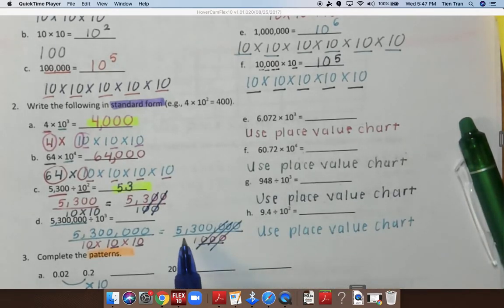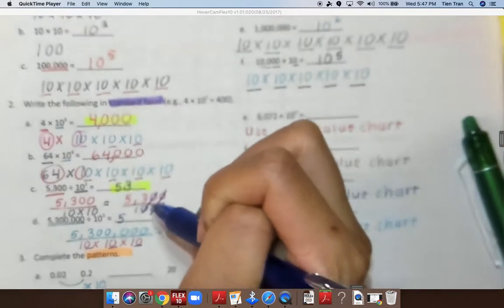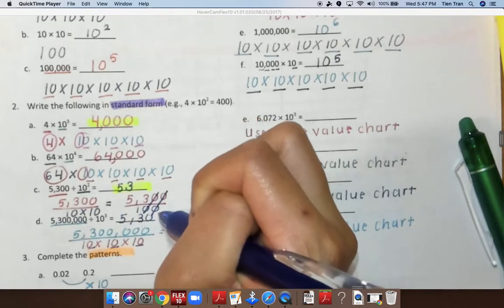So my final answer that I have left is 5,300 divided by 1. Any number over itself is going to equal to the number. So my answer is 5,300.